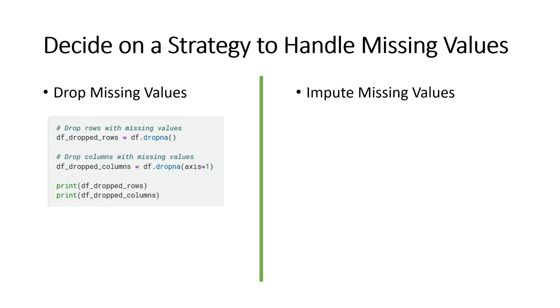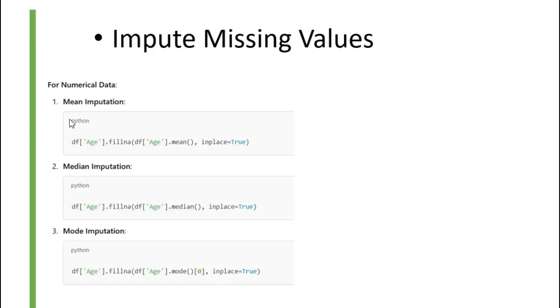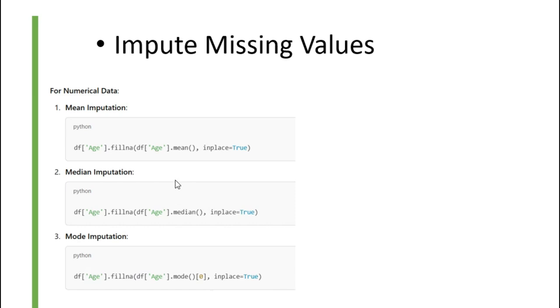The next method is imputing missing values. For example, for numeric values we can do mean imputation, median imputation, or mode imputation. For example, inside the age, through the fillna method, the missing values will be replaced with the overall mean of that specific column. Through median imputation, we can replace them with the median of that specific column, or with the mode of that specific column. So you can replace the missing value by mean, median, or mode through these methods.